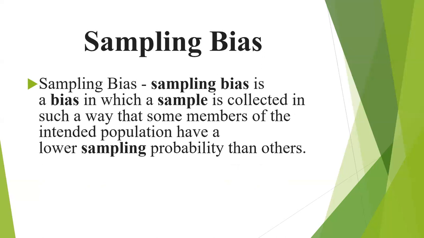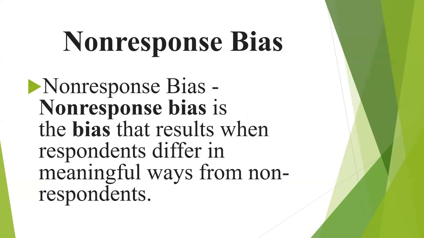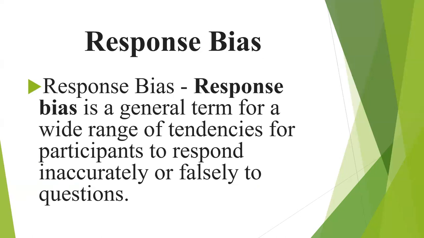Sampling bias. Sampling bias is a bias in which a sample is collected in such a way that some members of the intended population have a lower sampling probability than others. Non-response bias. Non-response bias is a bias that results when respondents differ in meaningful ways from non-respondents. Response bias. Response bias is a general term for a wide range of tendencies for participants to respond inaccurately or falsely to questions.